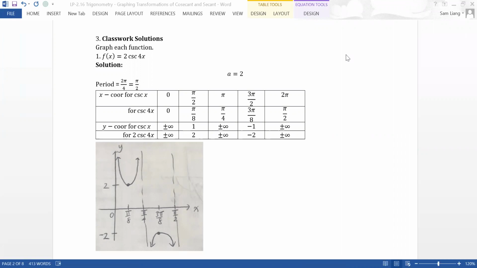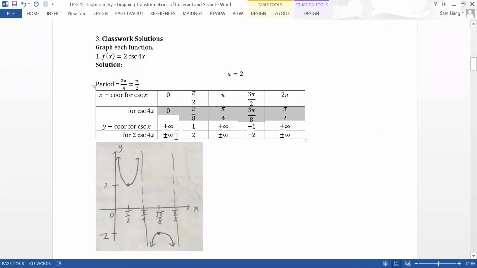Okay, so the period would be pi over 2. I just put down the regular x coordinates, and then I divided all of them by 4 to get the second row. After that, I put down all the y coordinates, which you see right there, and then I multiplied all of them by 2. So the infinities would stay the same.